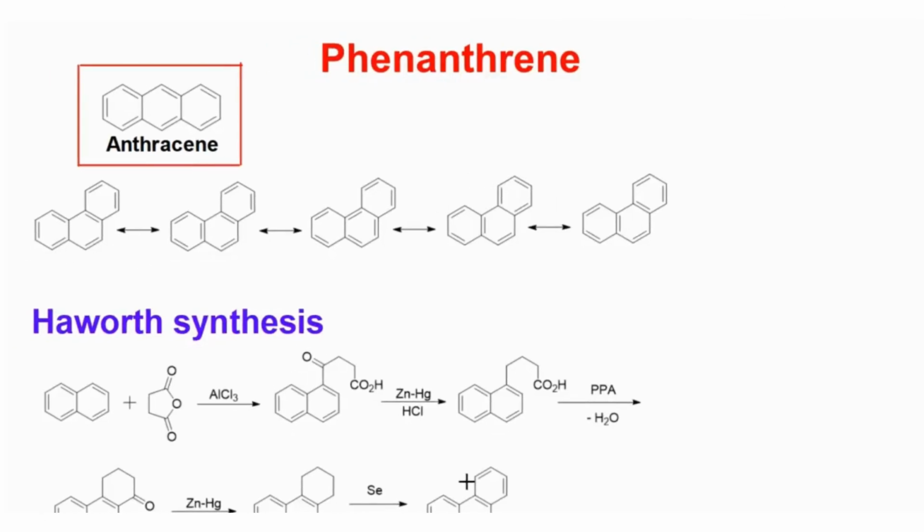Hello viewers, welcome back. In this video lecture, we are going to discuss the synthesis of phenanthrene and some of its important reactions. Here, if you look at the structure of phenanthrene, it closely resembles anthracene. There is only one difference. Both contain 3 benzene rings, but the fusing pattern in anthracene has all the 3 benzene rings fused in a linear form, and in phenanthrene it is fused in an angular form. That is the main difference.